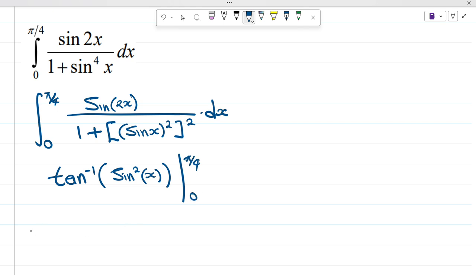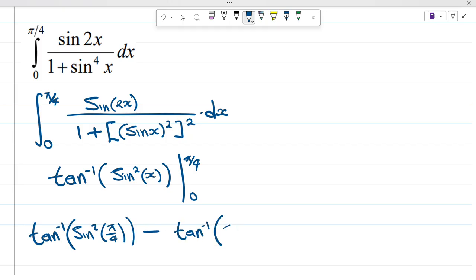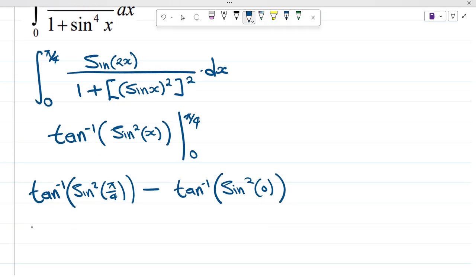Then I substitute my limits now. This is going to be tan inverse of sine squared of pi over 4, and then minus the tan inverse of sine squared of 0. And then from there you're going to substitute the limits, and then you'll find that this is shift tan. So now I'm punching on my calculator.